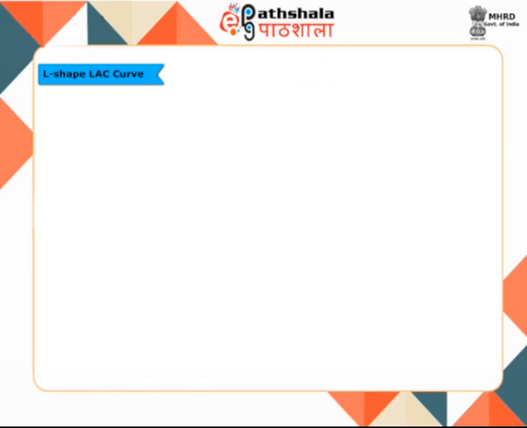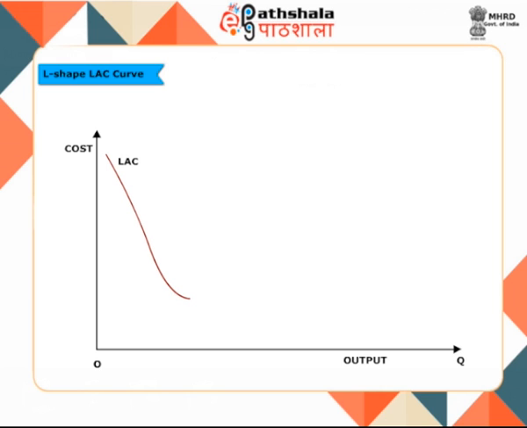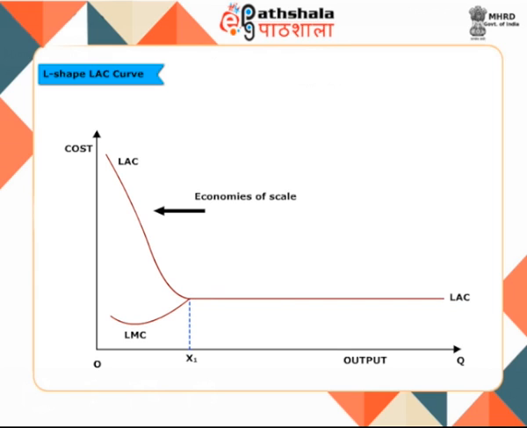Let us now understand the L shape of the LAC curve. In the figure, we find that as the average cost of production falls continuously with the increase in the level of output, the LAC curve assumes an inverse J shape, which signifies that there are no diseconomies of scale even at very large scales of output. If the average cost of production continues to fall only till a certain optimal level OX1 and beyond that it becomes constant, then the LAC curve is roughly L-shaped, and this signifies that the economies and diseconomies of production balance out each other beyond the optimal level of output OX1.